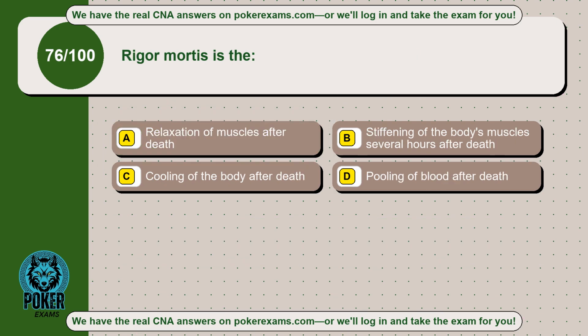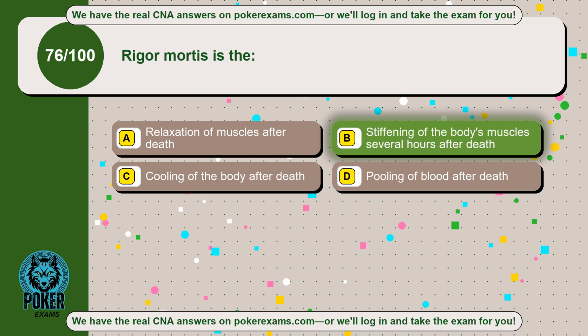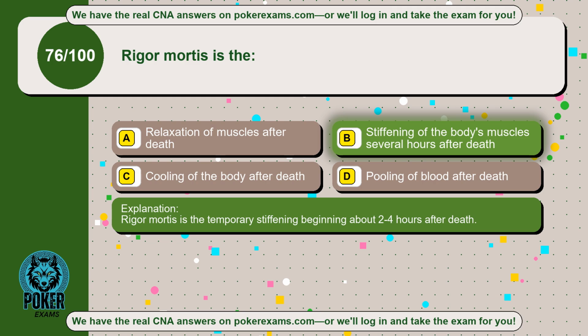Question 76. Rigor mortis is the: Option A, relaxation of muscles after death. Option B, stiffening of the body's muscles several hours after death. Option C, cooling of the body after death. Option D, pooling of blood after death. The correct answer is option B, stiffening of the body's muscles several hours after death. Rigor mortis is the temporary stiffening beginning about 2 to 4 hours after death.